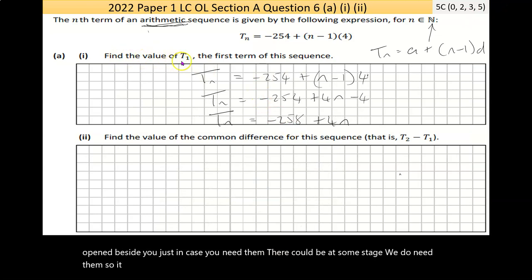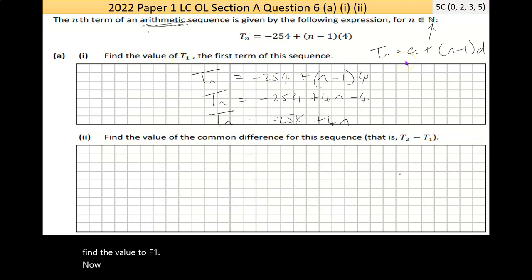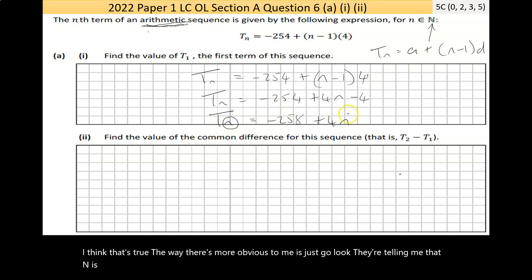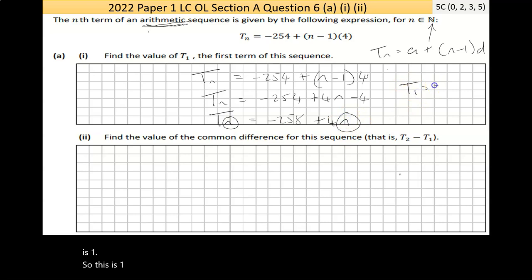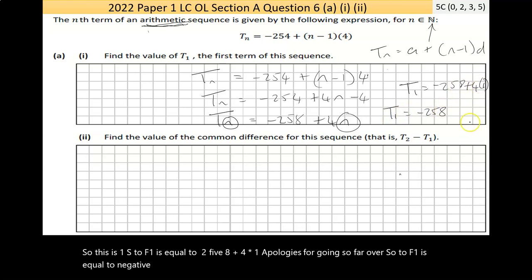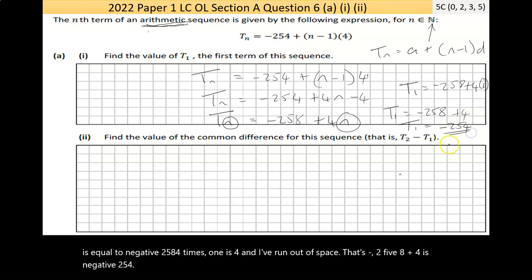So it says, find the value of T of 1. Now, I could have used this formula here and gone T of 1 is equal to the first value and the difference. Actually, it mightn't have worked. The way that's more obvious to me is just to go, well, they're telling me that n is 1. So T of 1 is equal to negative 258 plus 4 times 1. Apologies for going so far over. 4 times 1 is 4, and I've run out of space. Negative 258 plus 4 is negative 254. And that's the answer. Apologies for my messy work.